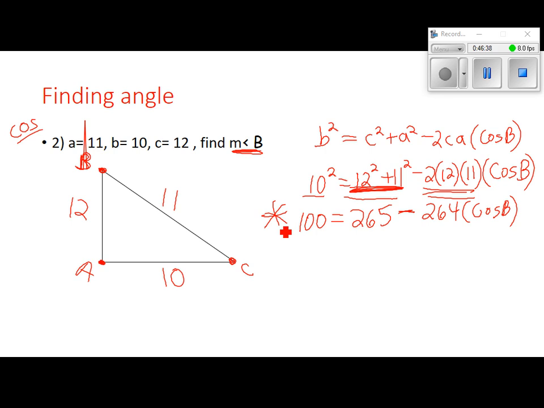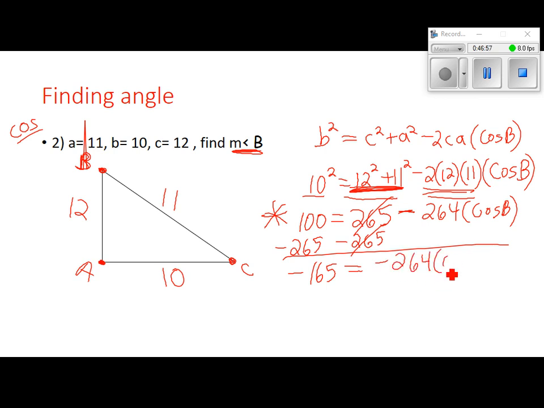So first thing we're going to do, subtract 265 on both sides. Negative 165, everybody agree with that? These cancel out. What's left on this other side? Be careful. Negative 264 times cosine of B equals negative 270. Write that down. So that's the first step once you're starting to solve it.